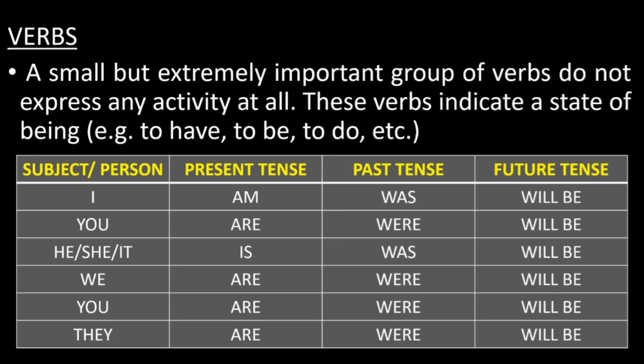To speak of an action which is going to happen in the future, we use the future tense. And when we conjugate the verb to be, we will say I will be, you will be, he, she, it will be, we will be, you will be, or they will be.